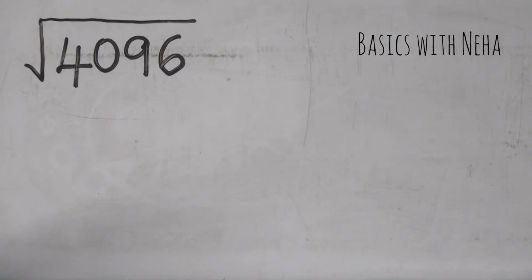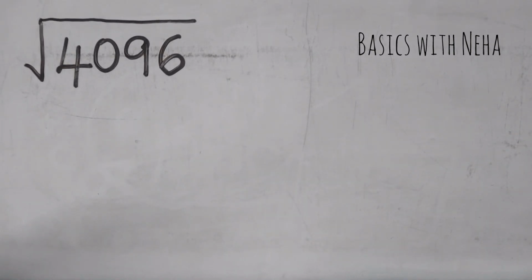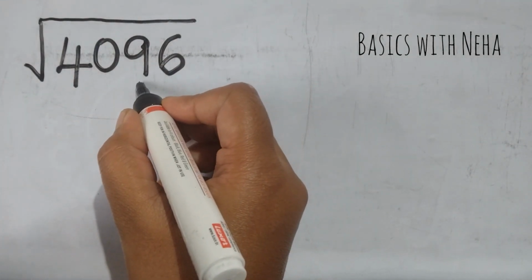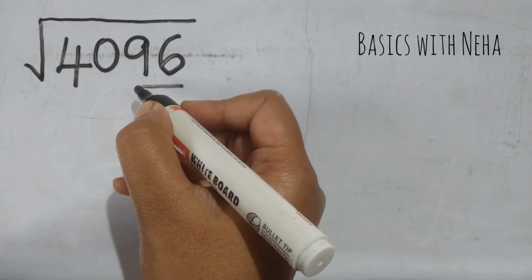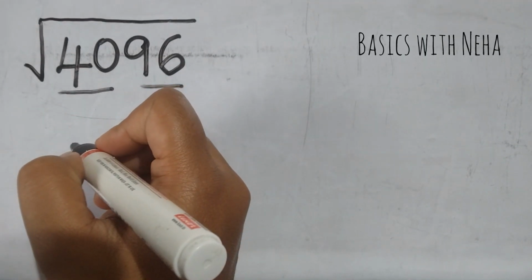In today's video, I'm going to show you how to find the square root of a given number using the Vedic Maths method. This method is applicable only for perfect squares. So let's start solving. Before we start, we always have to group the number into two digits from the right side. If I group, it will be 96 and the other number will be 40.